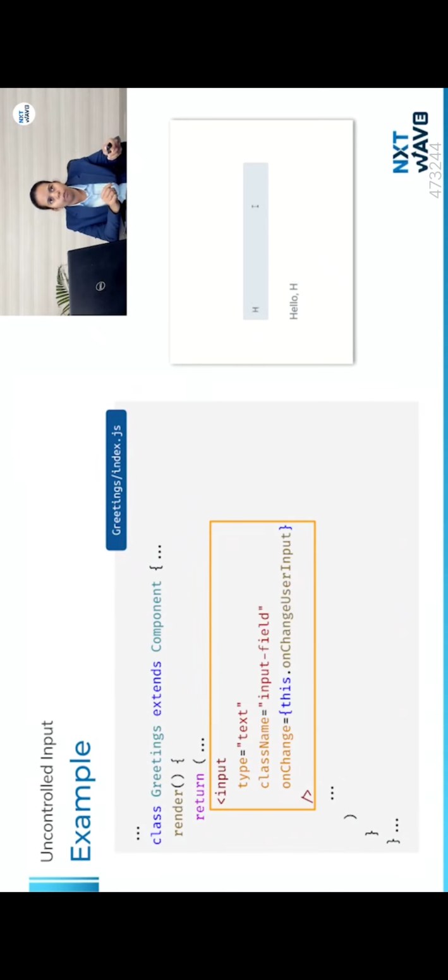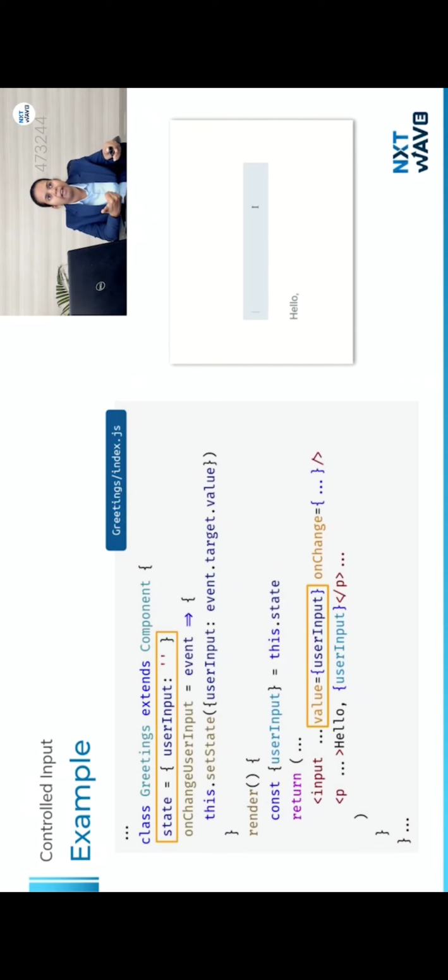But in case of uncontrolled input, you can see we are not providing any value. So what should be displayed there is not determined by the React state, but the browser is handling it. In such scenarios, it's called the uncontrolled input. And the best practice is always having a controlled input. Rather than leaving it to the browser, the best thing is you handle it using the React state. So controlled input is the best practice.